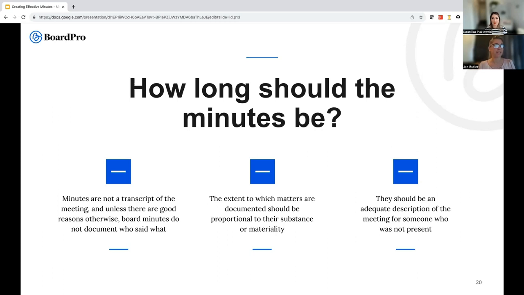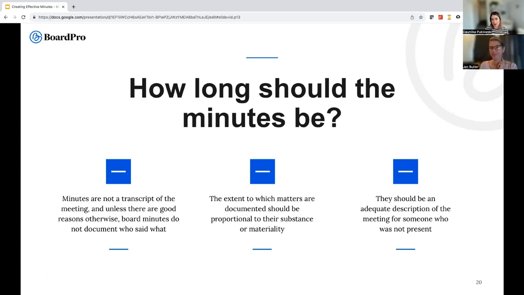Danica, anything else to add on that? Yeah, I think you've put that second point there: the extent to which matters are documented should be proportional to their substance or materiality. What we mean by that is, you might, as a board, have a 45-minute conversation about the brand of coffee that you have in the staff room. Actual example. That doesn't need to go in the minutes. You might put what was decided, as in the board discussed and decided that it was important to have XYZ brand of coffee. You don't need to summarize the entire conversation there, because that's not important governance.